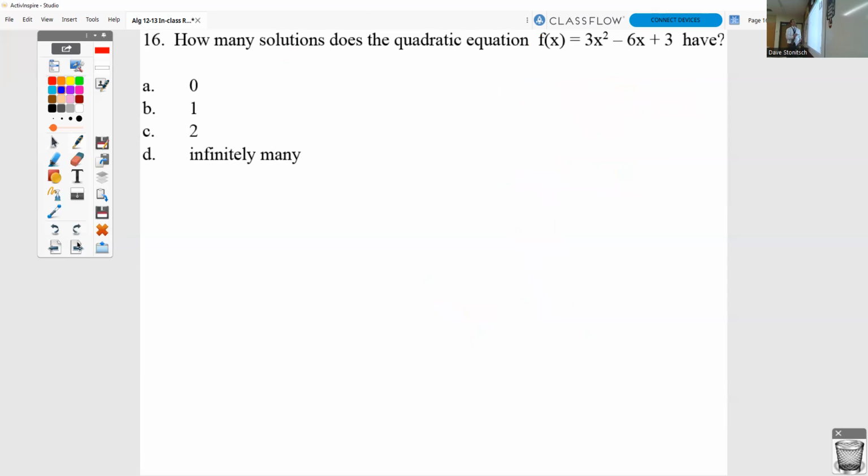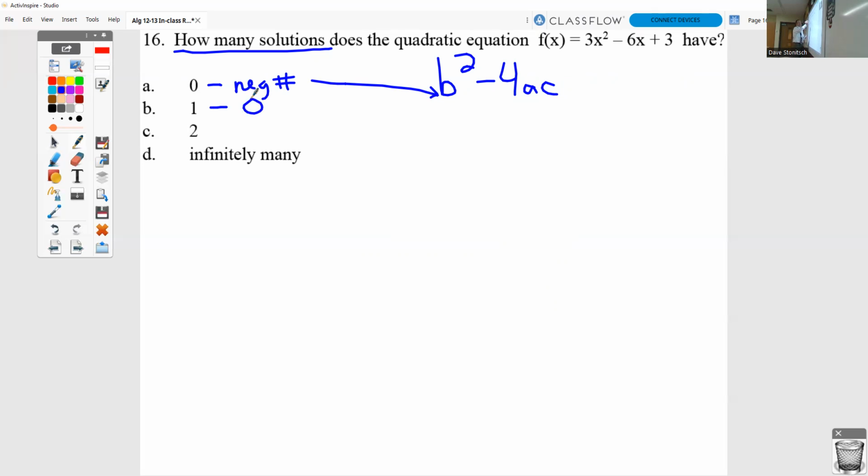In question number 16, you're finding how many solutions. All that you want to do is the discriminant, b squared minus 4ac. No square root needed, just b squared minus 4ac. If you get a negative answer to that, it's going to be zero solutions. If you get an answer of zero for this, it's going to be one solution. And if you get a positive number, it's going to be two solutions. So b squared minus 4ac.